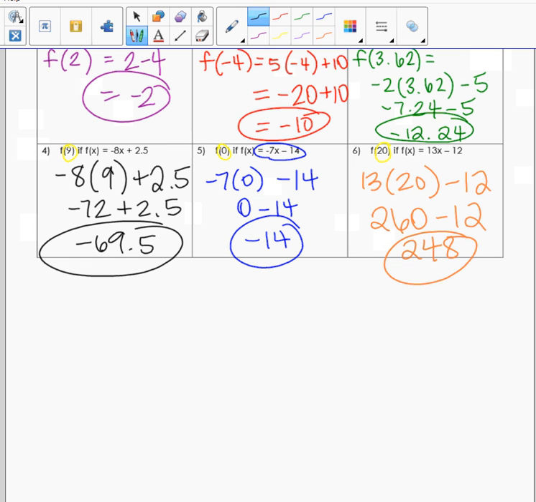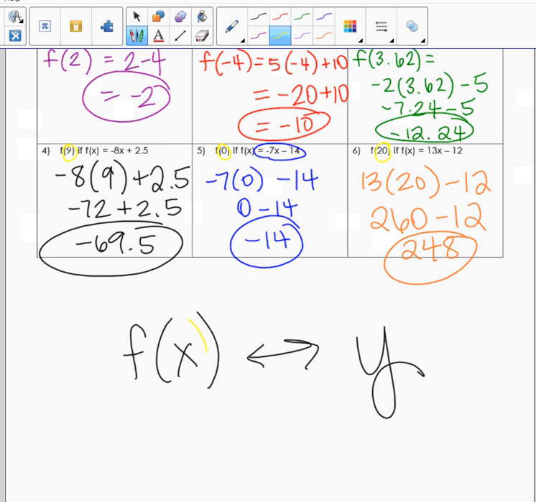So remember, when you see f of x, that's the same thing as y. This is just one way of writing it. This is another, but they're the same thing. Whatever's inside the parentheses right here, that number that I circled up here is what you're going to substitute in for x into the equation you're given.